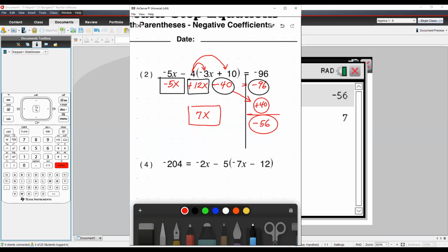Last thing, when you get the boxes and the circles on the opposite sides, whatever number is next to the x, you divide by. So I'm gonna divide this by 7, and I'm gonna divide this by 7. 7 divided by 7 is gonna be 1, so we got 1x equals, and then -56 divided by 7 is -8. So that's our answer.